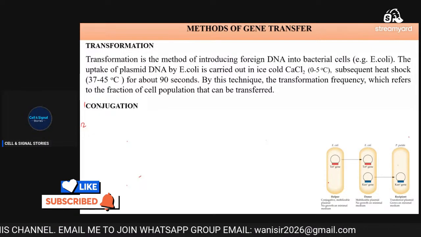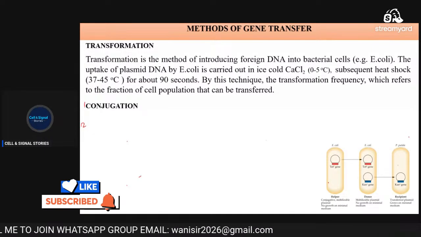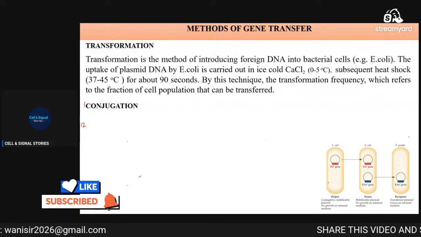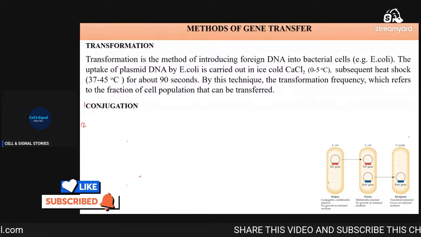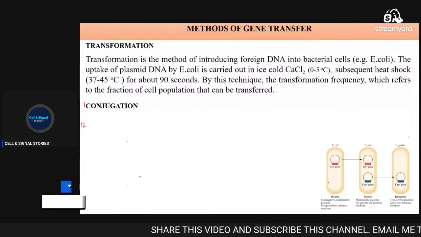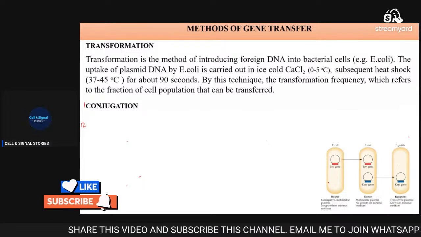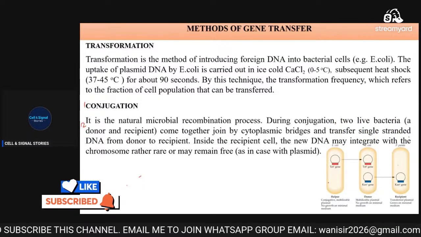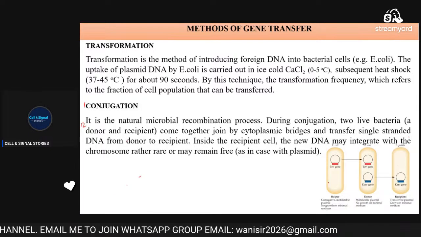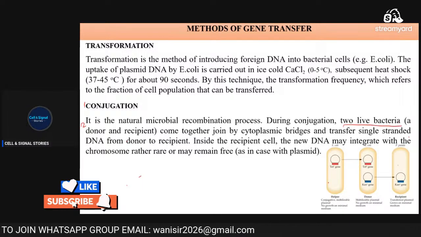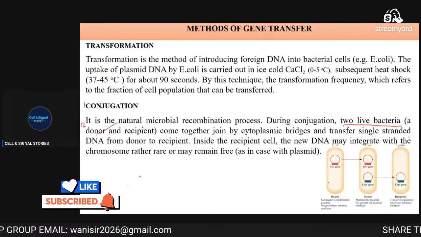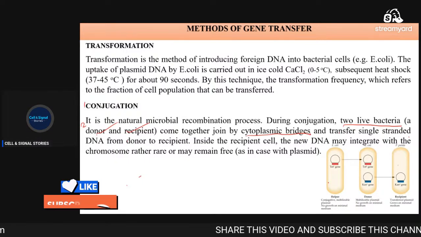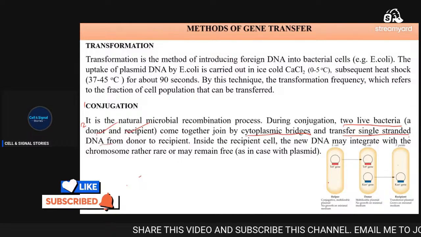Now we will understand conjugation. What is conjugation? Conjugation is a natural bacterial recombination process. It is a bacterial recombination process in which two live bacteria, one is donor, another is recipient, come together and join by cytoplasmic bridges and transfer single stranded DNA from donor to recipient.